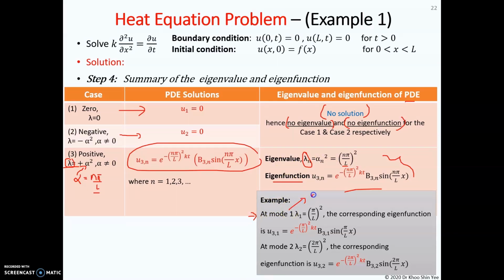From these two formulas, you can obtain the eigenvalue and eigenfunction in many modes. For example, at mode 1, your n will be equal to 1, then your lambda 1 will be equal to alpha 1 squared, which is equal to pi divided by L to the power of 2. And the corresponding eigenfunction is U31 equal to the exponential of negative n pi over L. So substitute n equal to 1, you obtain pi over L squared, and then kt remains. So V3n here becomes the coefficient V31, and you have the sine pi over L x. So you can substitute n equal to 2 inside to obtain the corresponding eigenvalue and eigenfunction. So you can continue up to n mode, where n is from 1 to infinity.